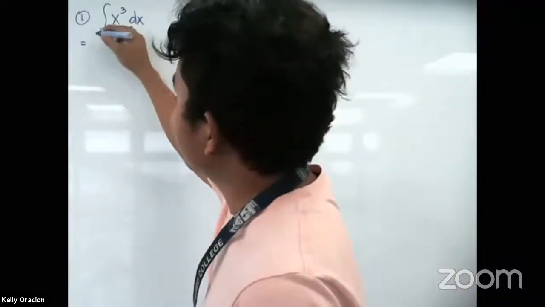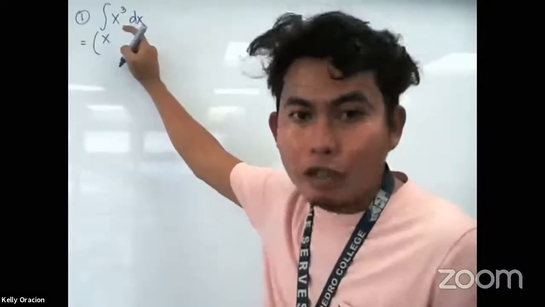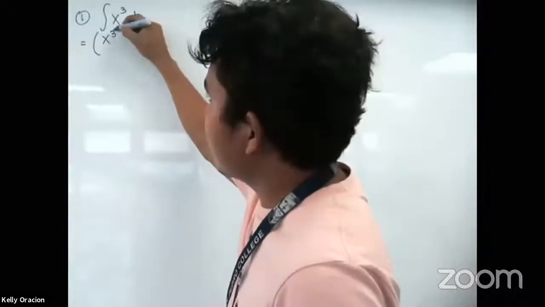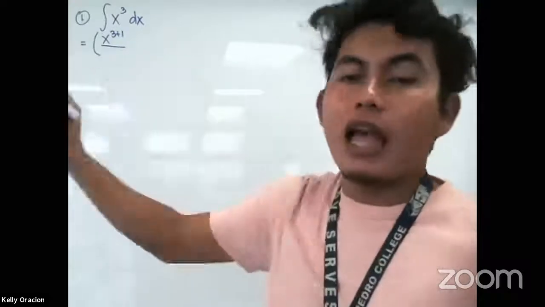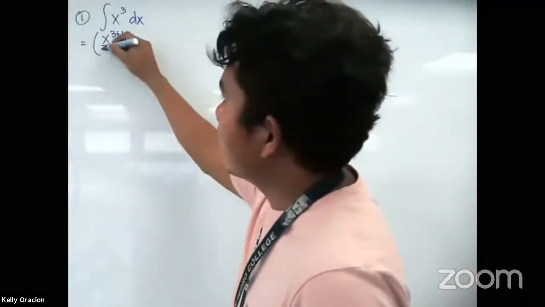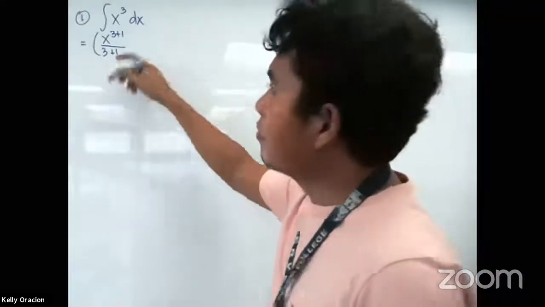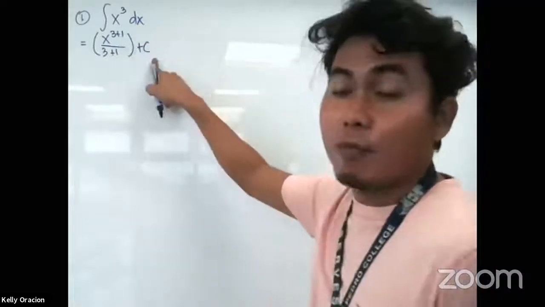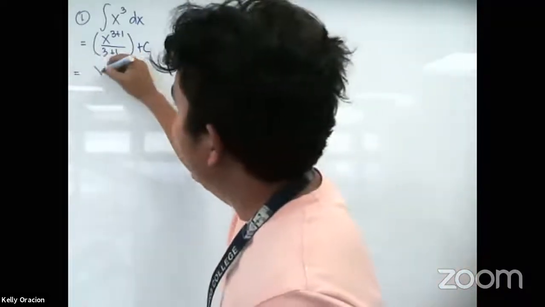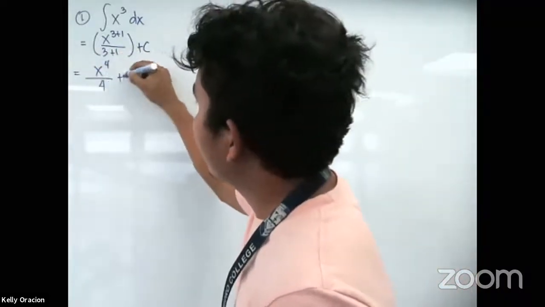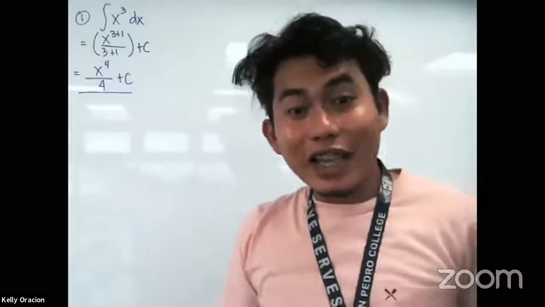So you have here x, the power rule in integration. The power rule says to add 1 to the exponent, divided by 3 plus 1. The 3 plus 1 is the new exponent, and 3 plus 1 goes in the denominator. Then, do not forget to put plus c. Then you have x raised to 4 over 4 plus c. And that is the answer.